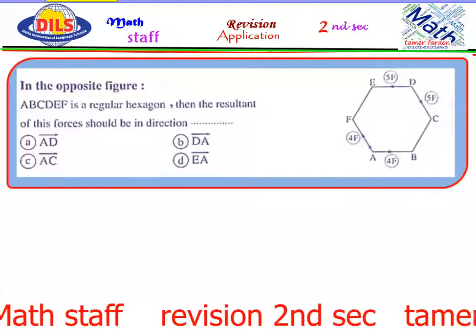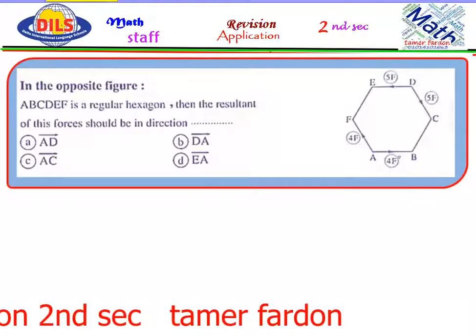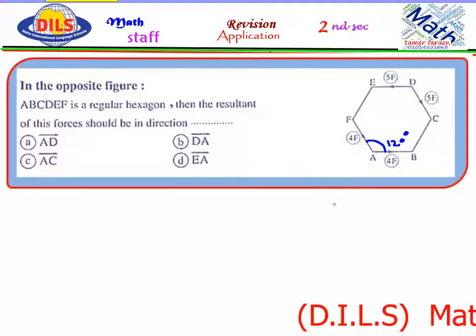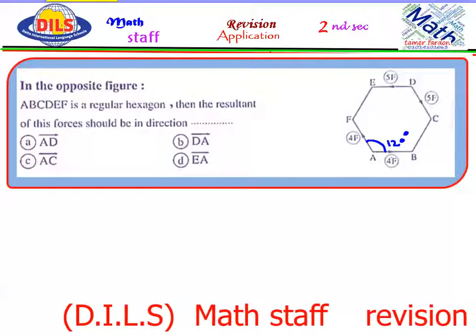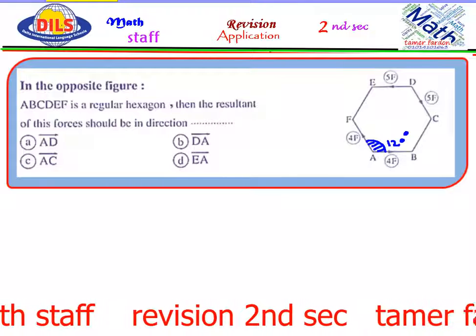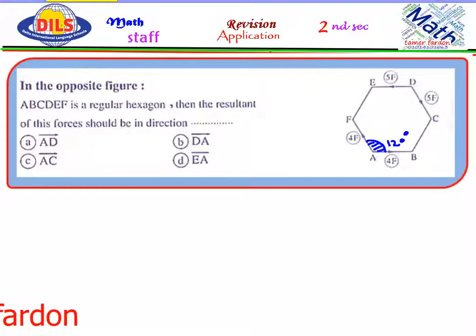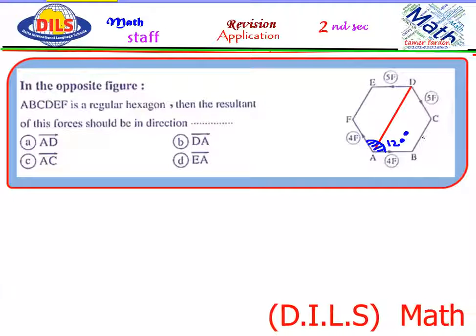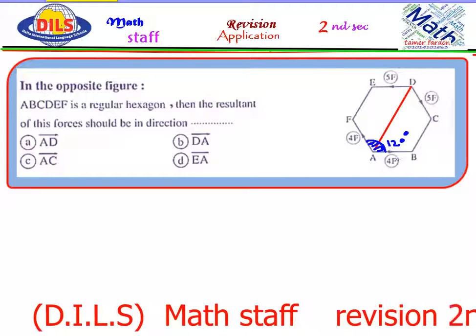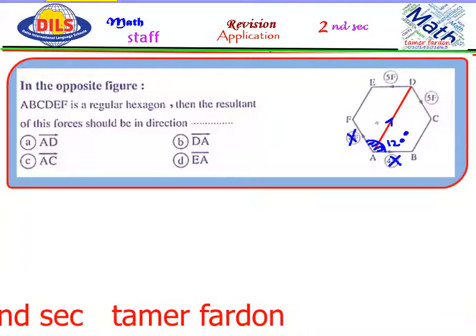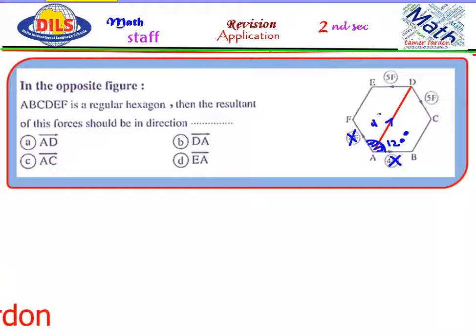4F and 4F are two equal forces acting at AB and AF. The angle between them is 120 degrees, so their resultant is 4F, acting in the direction of AD because AD bisects the angle between the two forces. So we can replace the two forces 4F and 4F by one force equal to 4F in the direction of AD.